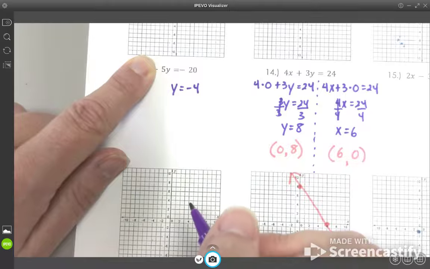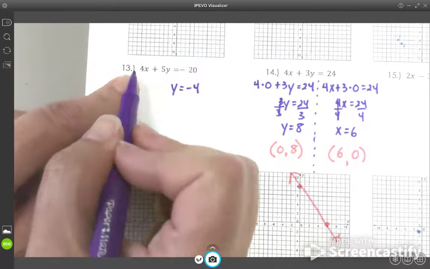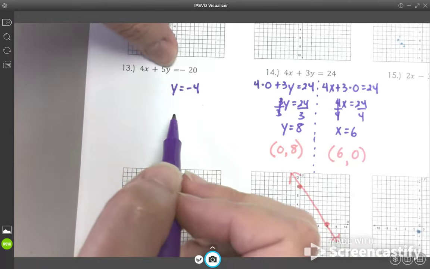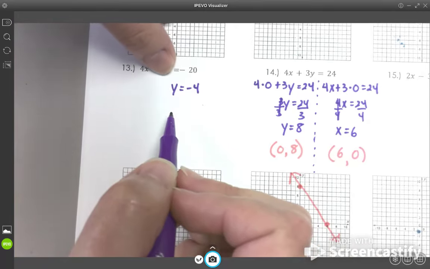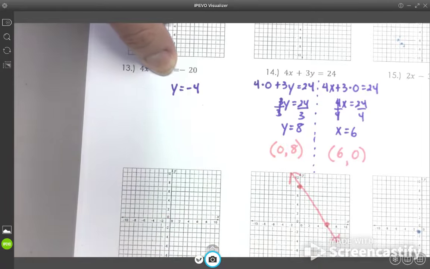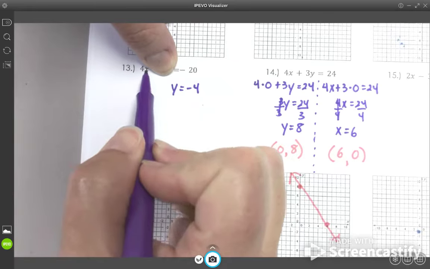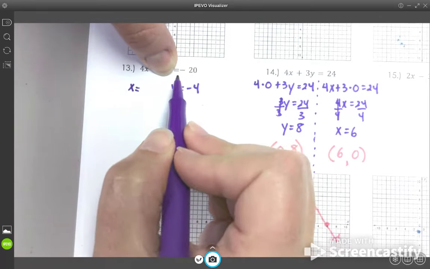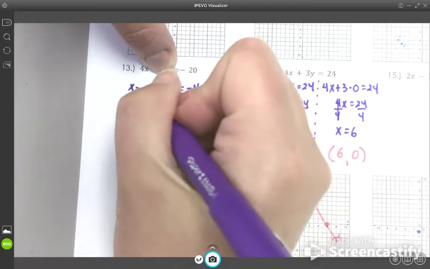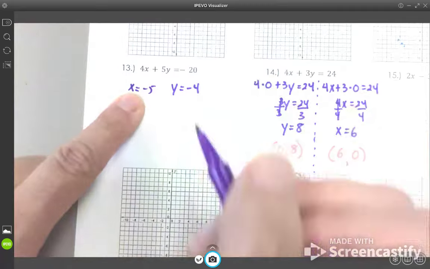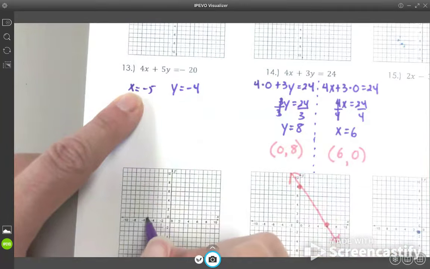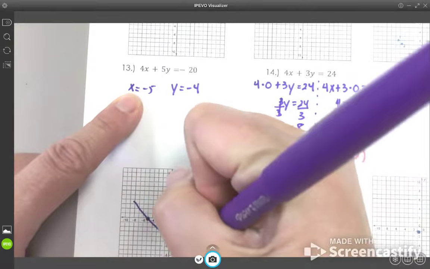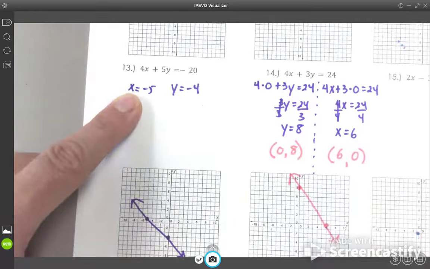So there's my y-intercept. Now that I plugged in 0 for x and let my x cancel out, I'm plugging in 0 for y. 5 times 0 is 0. Pretend it cancels out, so I'm covering it up so it's gone. I would divide by 4 to get my x by itself. And what's negative 20 divided by 4? Negative 5. So my x-intercept is negative 5. My y-intercept is negative 4. There's my quick sketch of that graph.